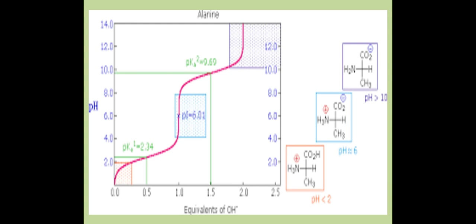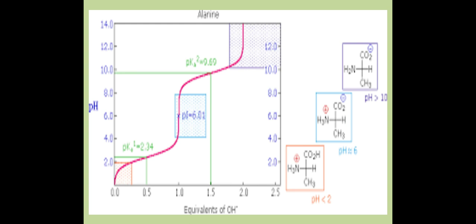This picture shows the titration curve of the amino acid alanine. At a very acidic pH below pKa1, which is about 2.34 in case of alanine, all the amino acid molecules have an overall positive charge. While at a very basic pH above pKa2, which is about 9.69 for alanine, the amino acid will have an overall negative charge.